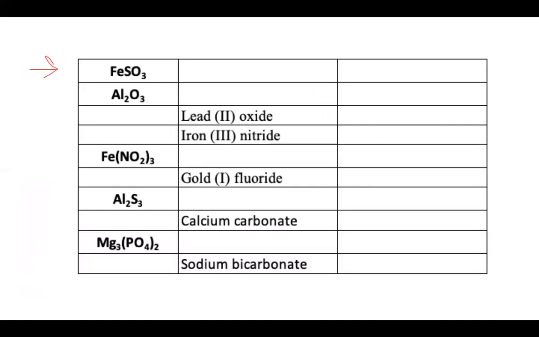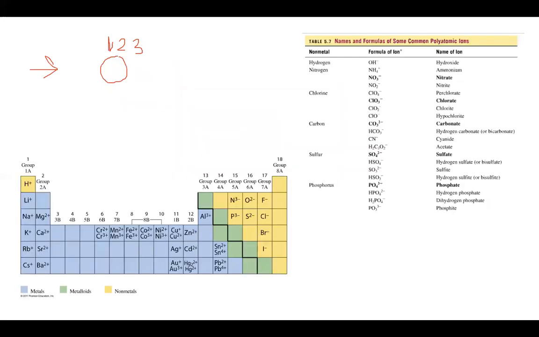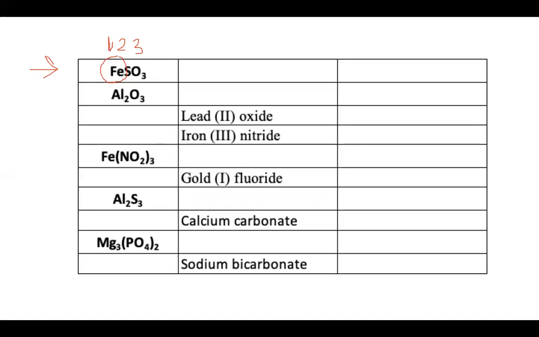Just by looking at the example, we can see that we have three different elements. We have 1, 2, 3 different elements, okay? Therefore, this one is iron, which is a metal, okay? Remember, here in the periodic table, metals are the ones that we have in light blue, okay? So this is a metal, and SO3 is a polyatomic ion.